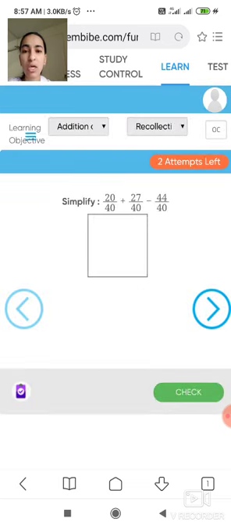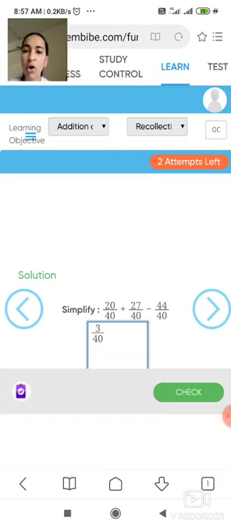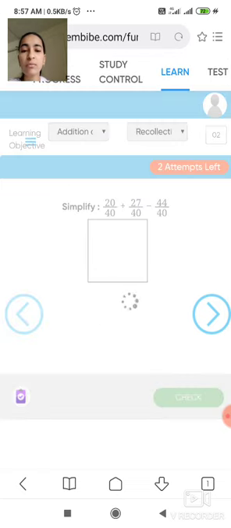20 upon 40 plus 27 upon 40 minus 44 upon 40. Now in all the fractions the denominators are the same, so we can take addition and subtraction. Okay, so first take 20 plus 27. What will be the answer? 47. Yes, 47 minus 44. 47 minus 44 will be 3 upon 40. Yes or no? 3 upon 40 is the correct answer.